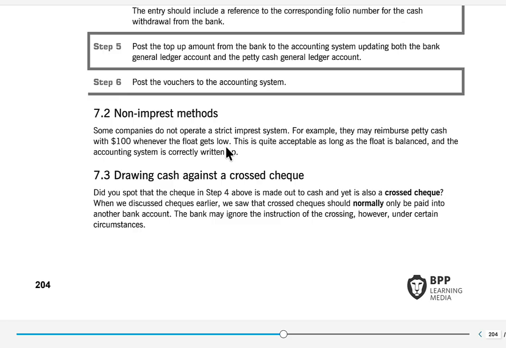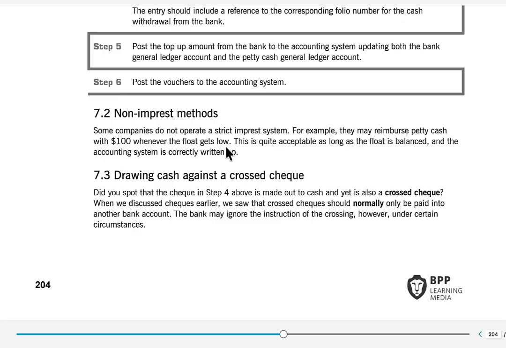4. Is this method allowed? Yes, it can be acceptable, but only if it is controlled properly. The book explains that some companies do not operate a strict imprest system. They may reimburse petty cash with a set amount whenever the float gets low. This can still work well if two things happen. 1. The petty cash is balanced and checked regularly. 2. The accounting system is written up correctly. So the main point is not only the method, the main point is control and recording.